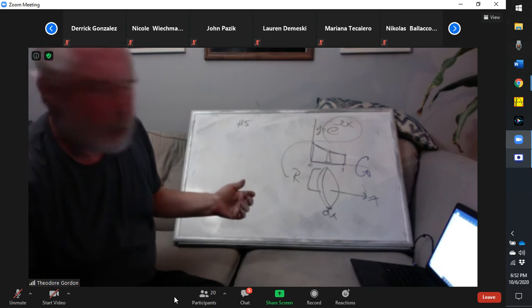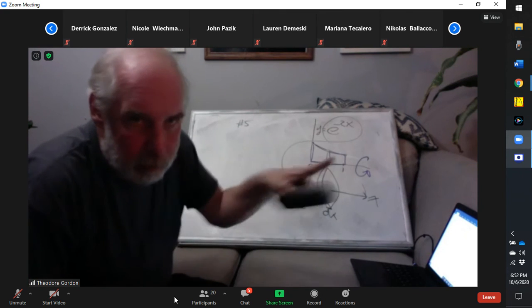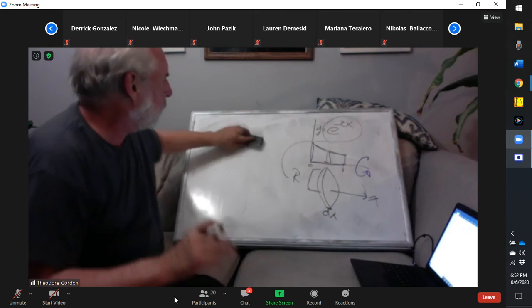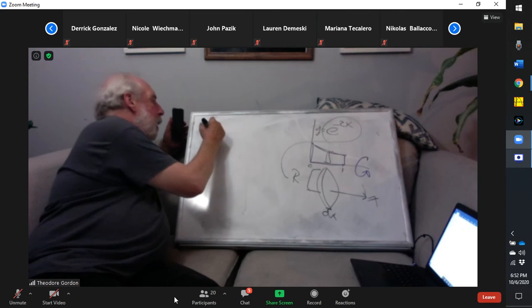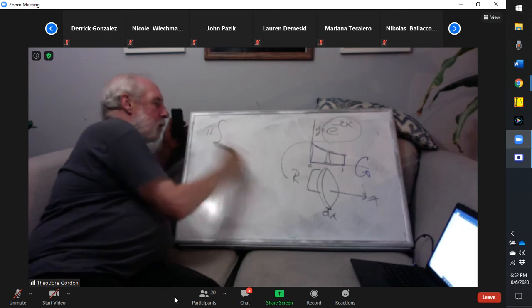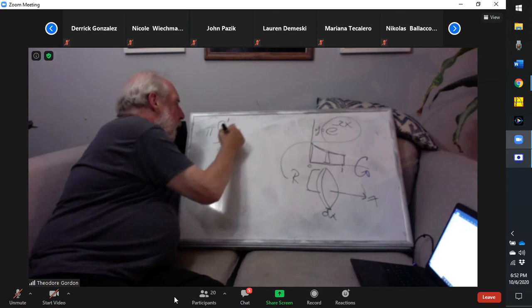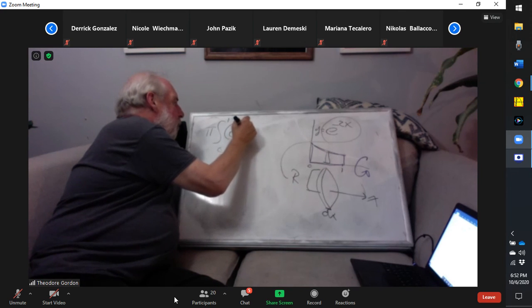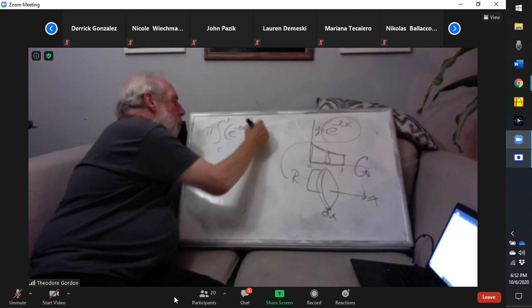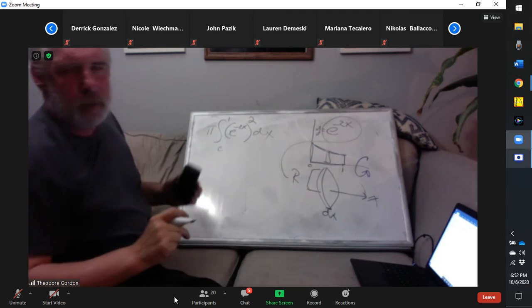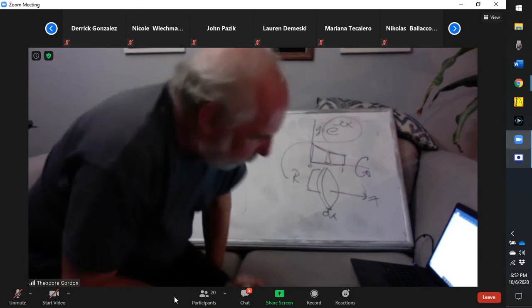Then we go to set it up. Something's being squared because we're spinning around in a circle. So the integral becomes pi from 0 to 1, because the problem said that, and we have e to the negative 2x squared dx. That's the setup for the integral.